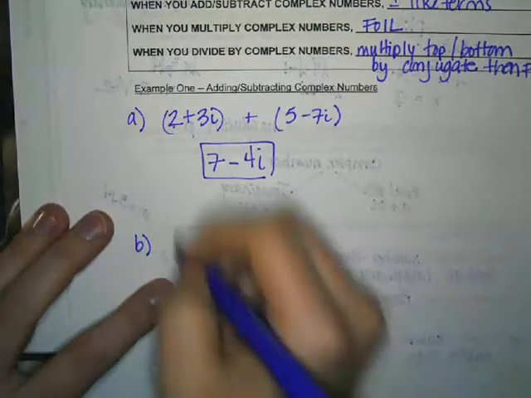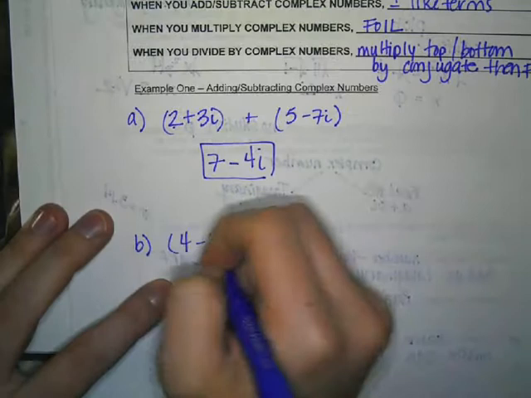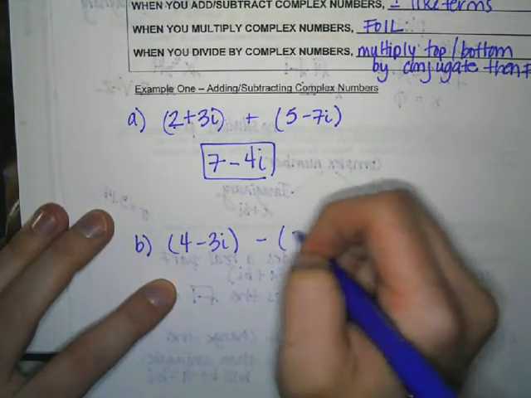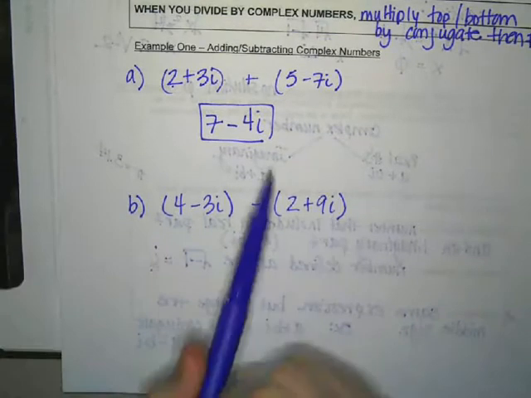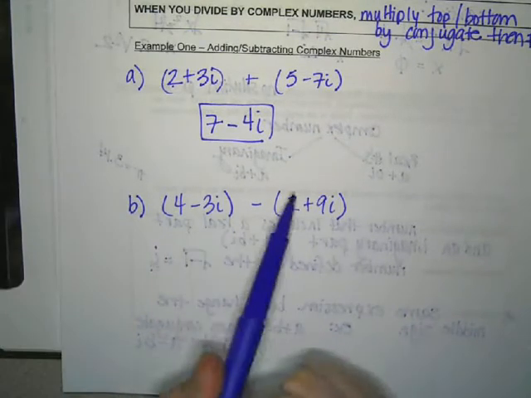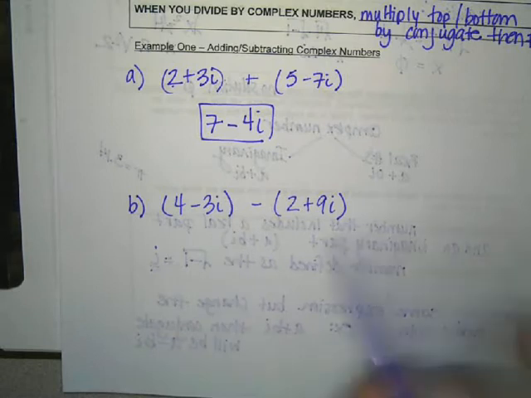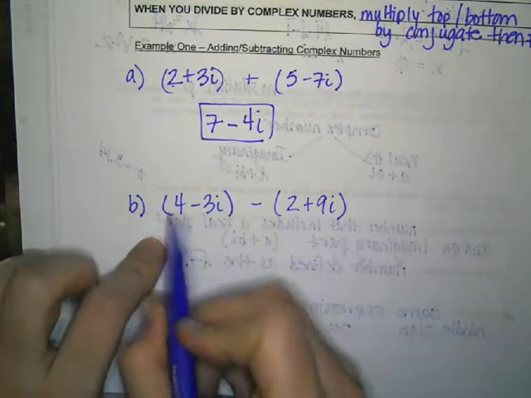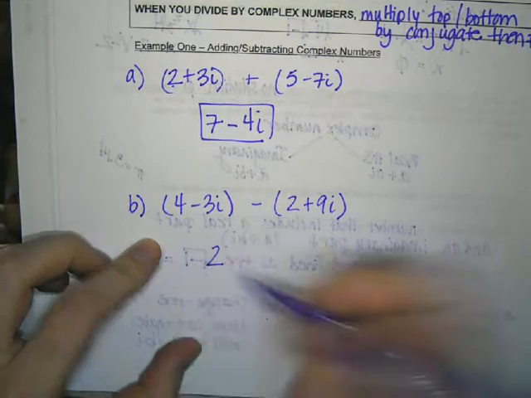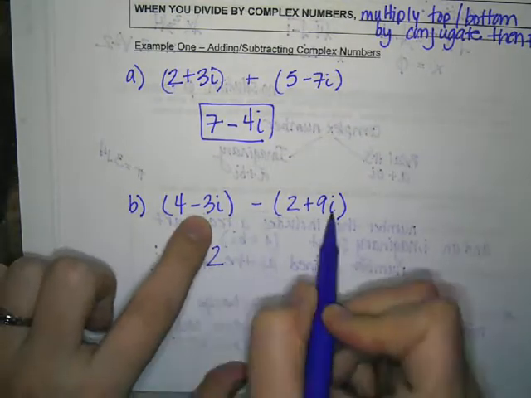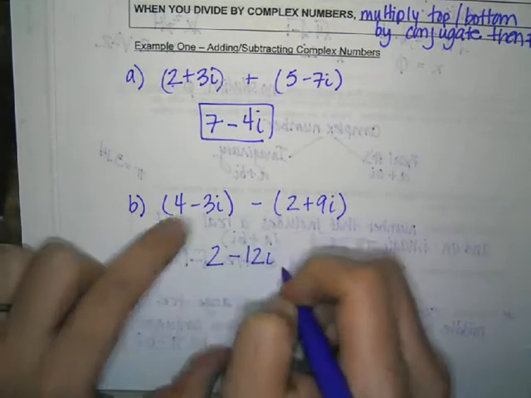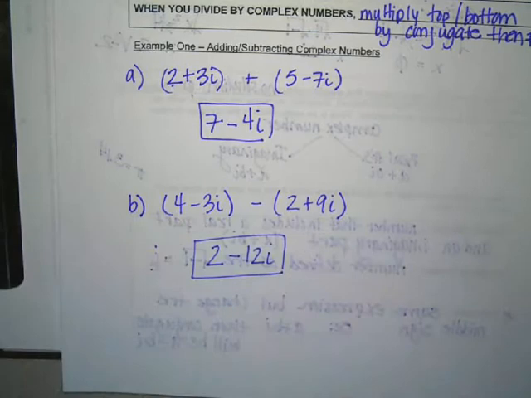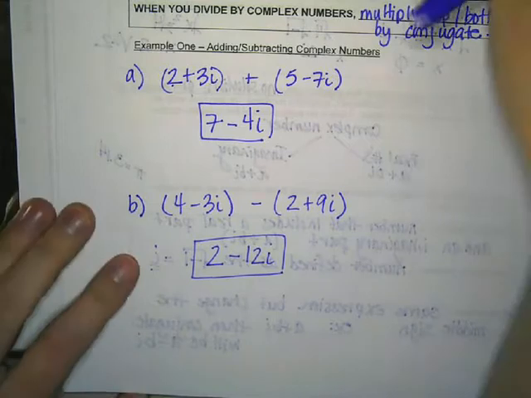So when we subtract, let's say we're subtracting 4 minus 3i minus 2 plus 9i. Same kind of deal. We're subtracting. The sign in the middle tells us what to do with these. So we're going to subtract like terms. So the like term with 4 is 2. 4 minus 2 gives me 2. Like term with negative 3i is 9i, so negative 3i minus 9i gives me negative 12i. And you're done. Okay? It is that simple. You're just adding and subtracting like terms. Okay, go ahead and flip.